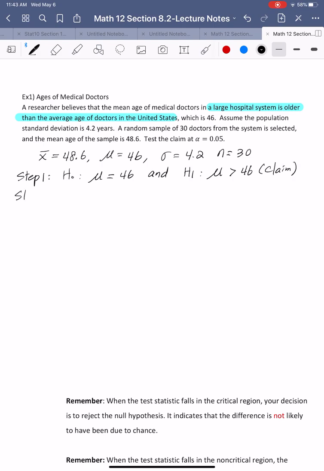Step 2, now we have to find the critical value with alpha equal to 0.05. Also, it is a right-tailed test because the claim says greater.